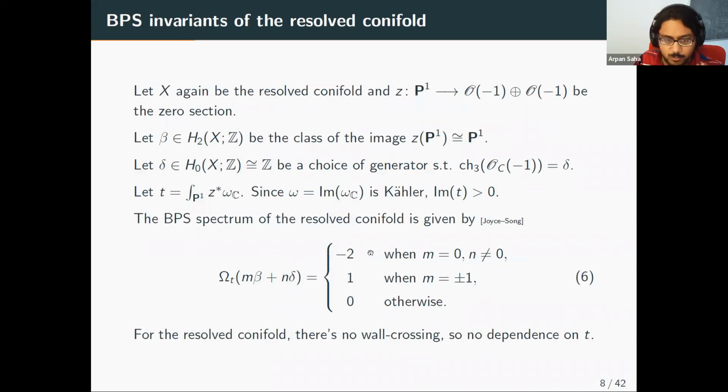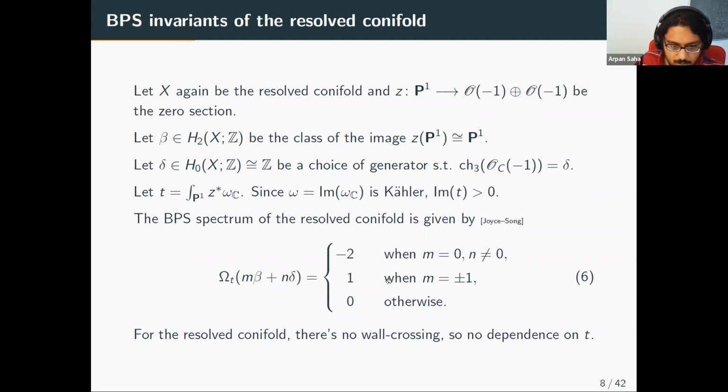Okay. But before I move on to that, let me just mention that the BPS invariants of the resolved conifold are actually explicitly known. If I denote the class of the zero section as beta and choose a generator delta for H_2, then the only non-zero BPS invariants are -2 when the charge is of the form some non-zero integer times delta, and 1 when the charge is of the form plus or minus beta plus some integer times delta.